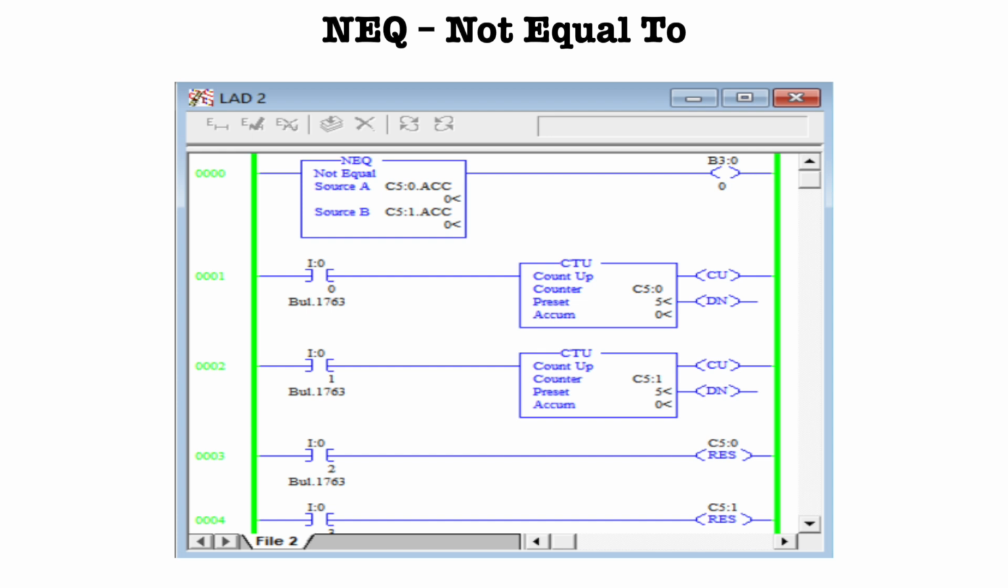It means my NEQ instruction provides the output when both the sources, source A and source B values, are not equal, right? And you can see in the last two rungs, I am using two more switches to restart my two counters. The addresses of the two switches are I:0/2 and I:0/3, right?